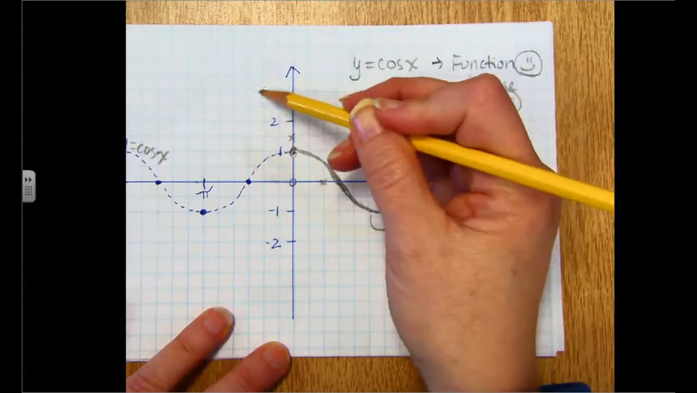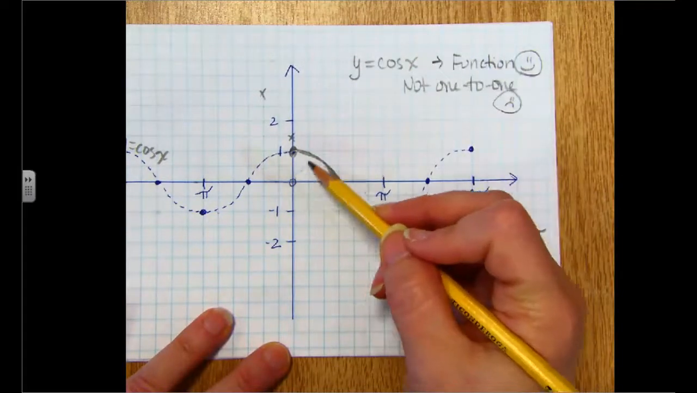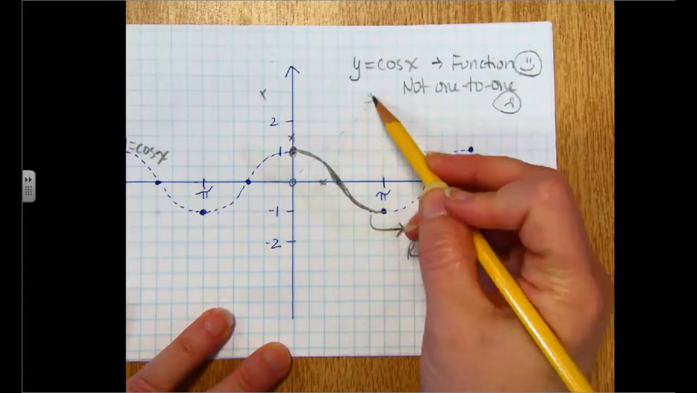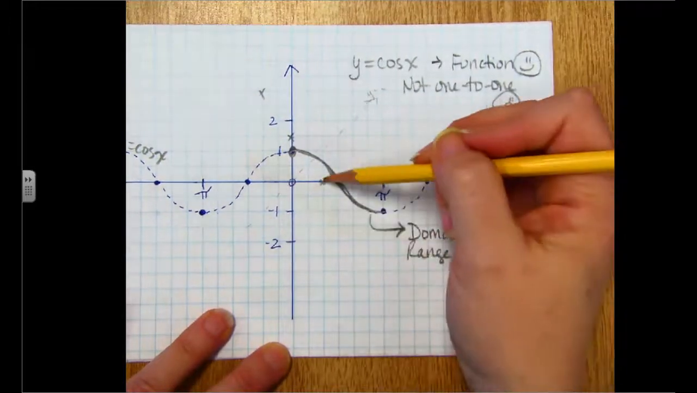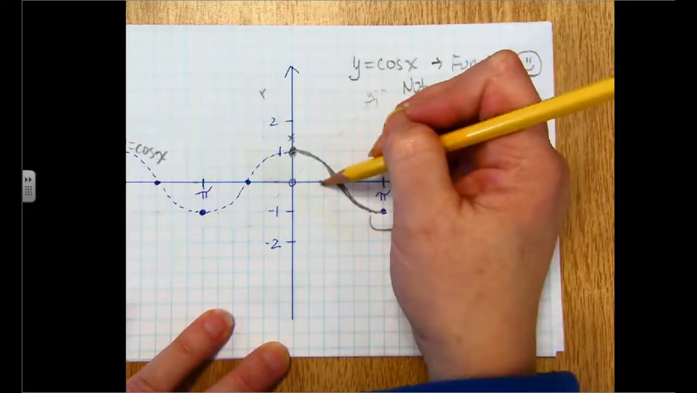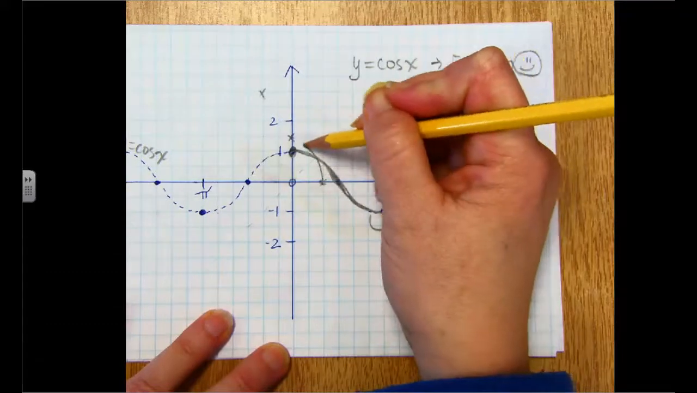Again, switching x's and y's, thinking of it as a reflection over y equals x to determine the shape, because sometimes these are a little tricky. And here is my inverse cosine graph.